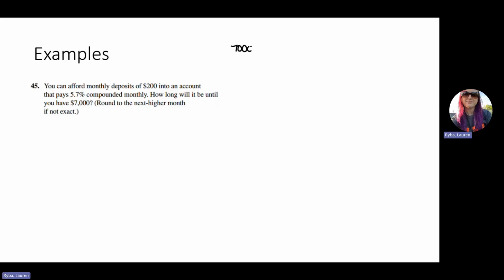So 7,000 is my goal. 200 is what I can put in. 1 plus 0.057 over 12 to the 12 times t. I don't know what that's going to be, so minus 1, all over 0.057 over 12. A lot of math involved in this one.